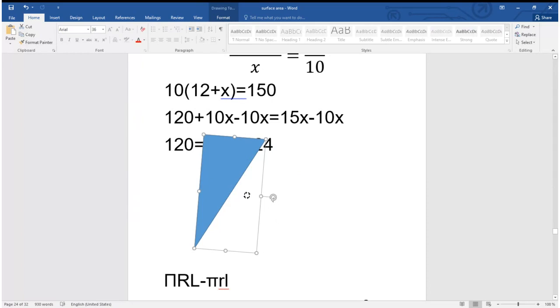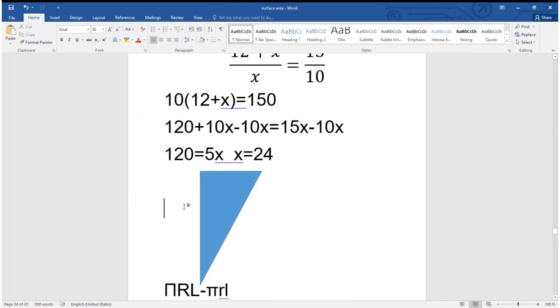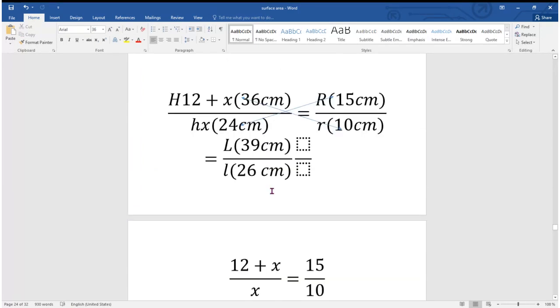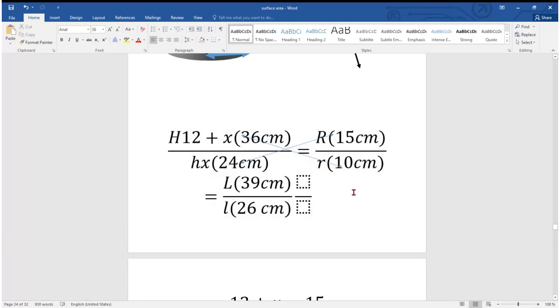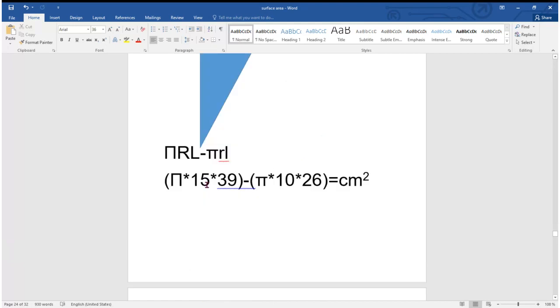So for example, if the height is 36 and the top radius is 15, I say 36 squared plus 15 squared, I get 39 squared. For the bottom case it is 24 squared plus 10 squared, I get the slant height as 26. And then I can proceed by saying pi RL minus pi rl. So pi times 15 times 39 minus pi times 10 times 26. You get your answer in this.